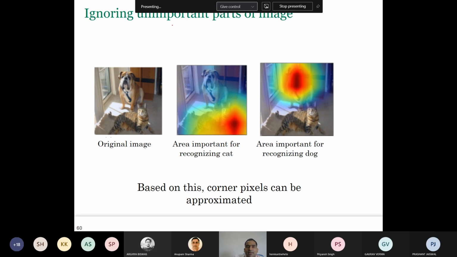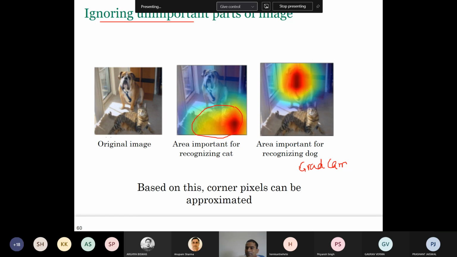Okay. Now another is in image processing. This is very interesting. We can ignore unimportant parts of the image and still get good accuracy. Suppose this is our original image. Now, there is a software called GradCam. If you don't know it, that's fine, it doesn't matter. In GradCam, it produces a heat map of the pixels which are important to classify this cat. This red part shows which pixels are most important to identify that this is a cat.